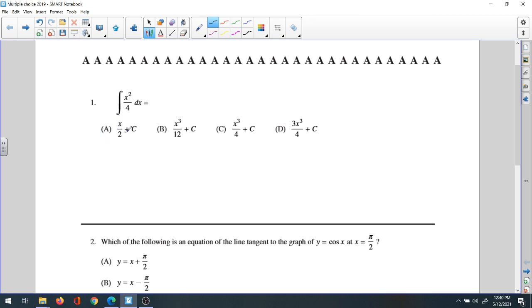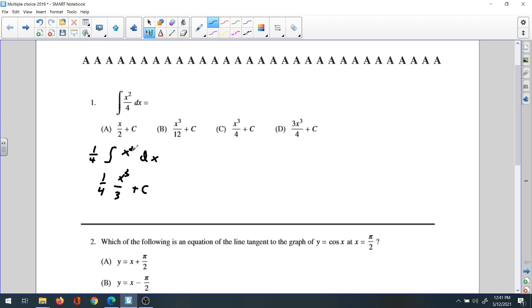So first question, integrate x squared over 4 dx. What you need to do is take 1/4 out, and as we know, we add 1 to the power to be x to the third over 3, and we have 1/4 outside. That's plus constant.